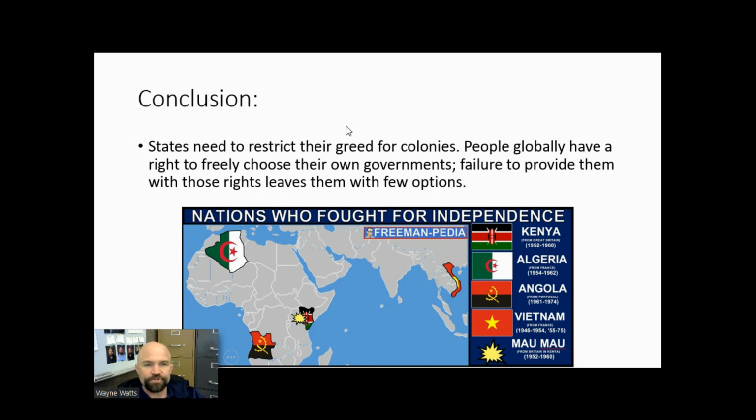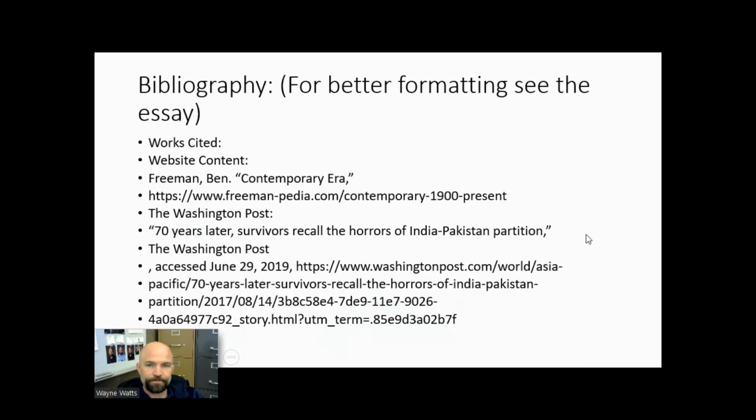States need to restrict their greed for colonies. People globally have a right to freely choose their own governments, and failure to provide them with these rights eventually leaves them with few options.